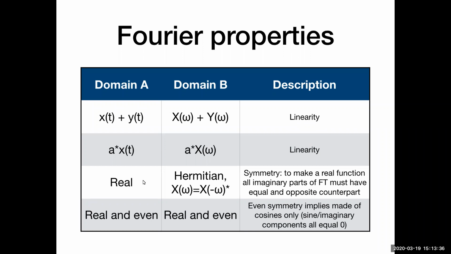Third, if your function is real, then this implies the Fourier transform must be Hermitian. It must have the symmetry where the negative frequencies have the opposite imaginary component of the positive frequencies. The reason this works is you can think of this as making sure that all of the imaginary components cancel out when you do the inverse Fourier transform to recover your original function. And lastly, if your original function is both real and has even symmetry with respect to the origin, the Fourier transform gets the same symmetry.